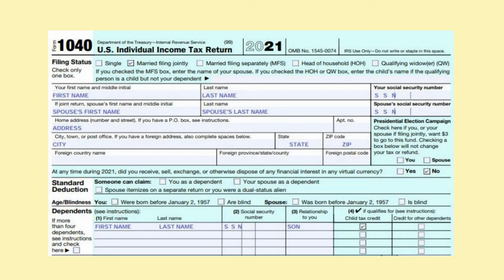If any of the boxes are applicable to you under the Standard Deduction Age Blindness section, check them. In our example, since you have a 14-year-old son, under the Dependents section, put his first and last name, his Social Security number, his relationship to you, and check the box that he qualifies for the child tax credit.